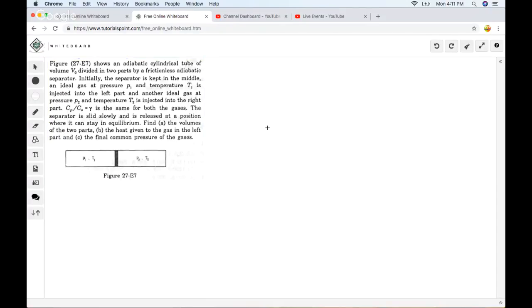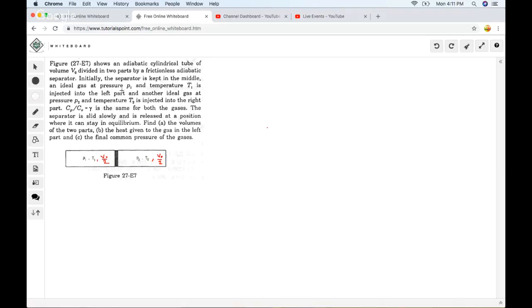Okay. So here it refers to a figure, all right? The figure shows an adiabatic cylindrical tube of volume V naught that is divided into two parts by a frictionless adiabatic separator, all right? This separator is adiabatic and it can move freely because it has no friction. Initially, the separator is kept in the middle. So here the volume is V naught by 2, and here also the volume is V naught by 2. Okay.